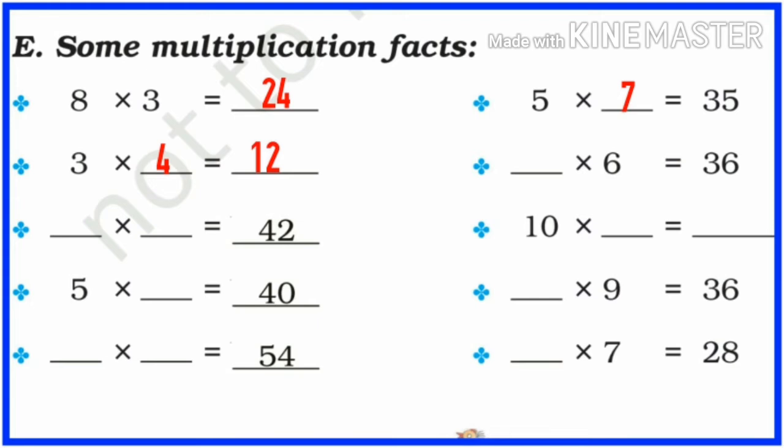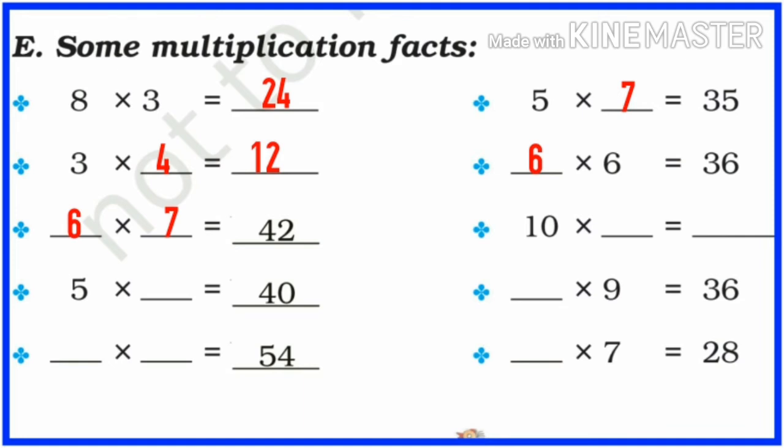Next one, dash multiplied by 6 is equal to 36. Children, if you see the tables, you will find that in the table of 6, at 6 the answer will be 36. That is 6 multiplied by 6 is equal to 36. Next one, dash multiplied by dash is equal to 42. Children, we have to find two numbers which when multiplied gives the answer 42. So if we take 6 and 7, we get 6 sevens are 42.